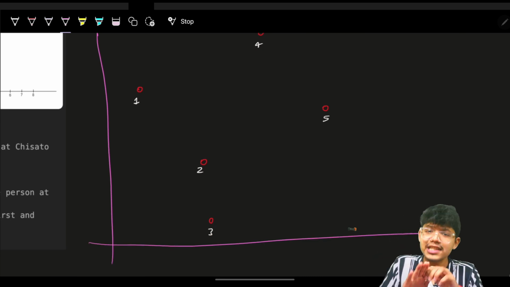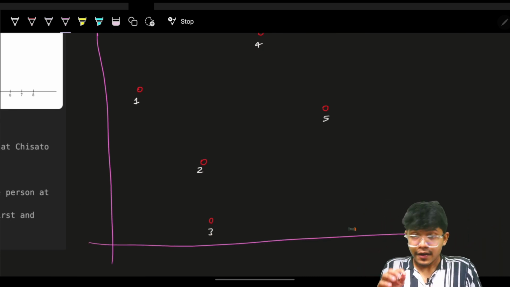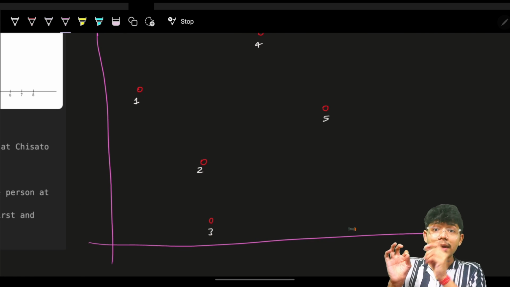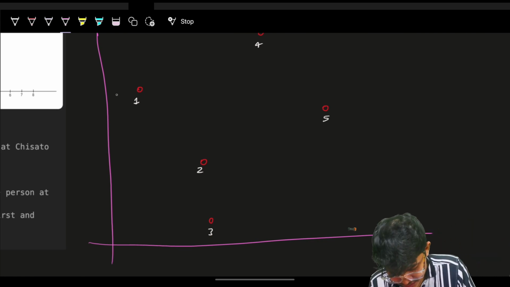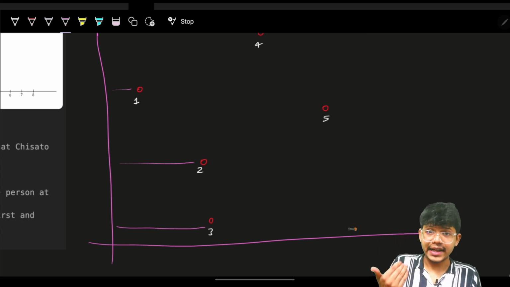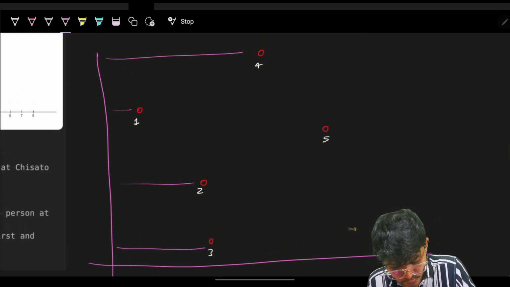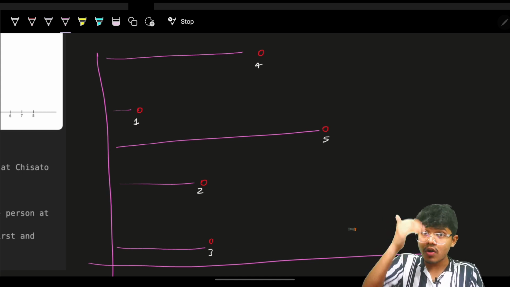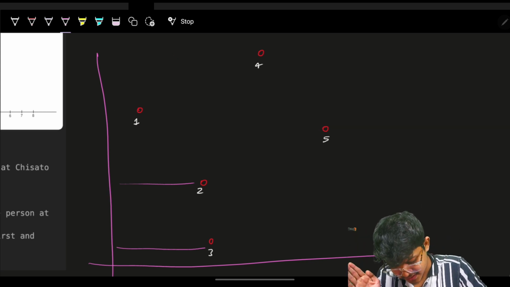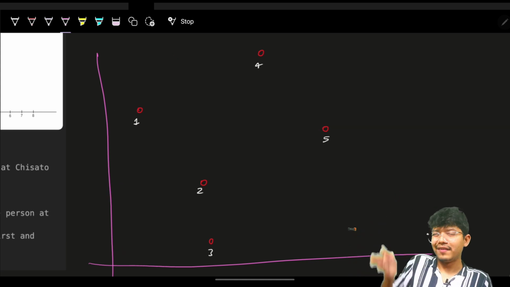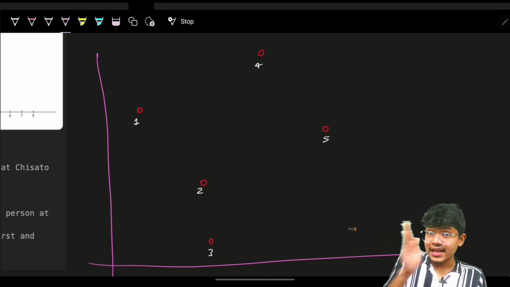If you had these 5 random points, you will first sort them on the basis of their x coordinate. So you will see the first one, then both are candidates for second and third, then it is fourth, and then it is fifth, on the basis of the x coordinate distance from the y axis. So it is the x distance.